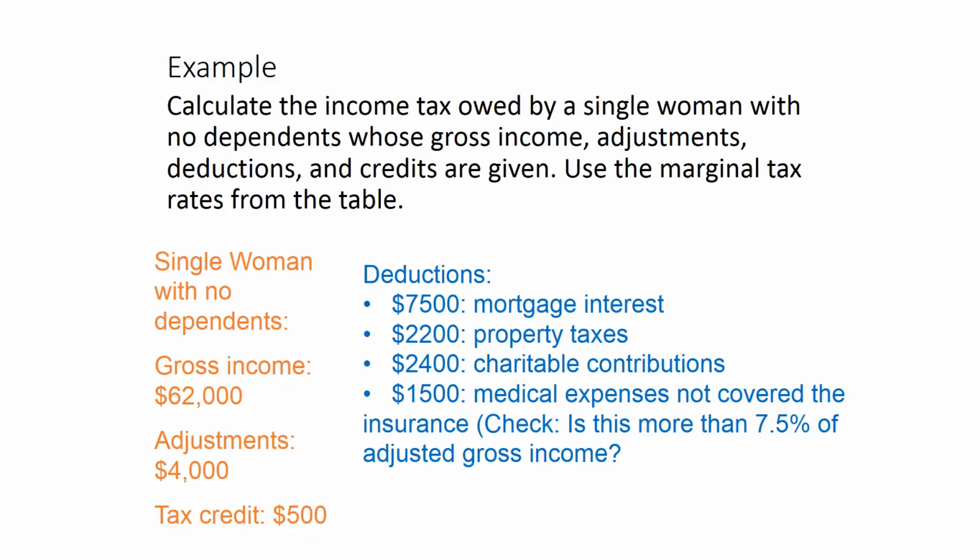Let's calculate the income tax owed by a single woman with no dependents whose gross income, adjustments, deductions, and credits are given. Use the marginal tax rates from the table. So a single woman with no dependents, her gross income is $62,000. She has $4,000 in adjustments. We'll subtract that off to get the adjusted gross income. She has a tax credit of $500.